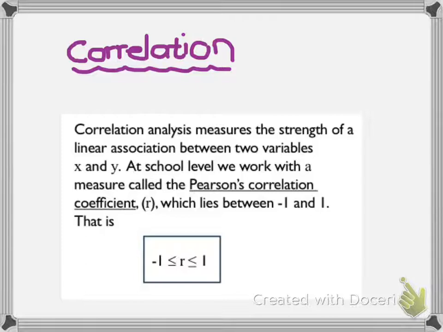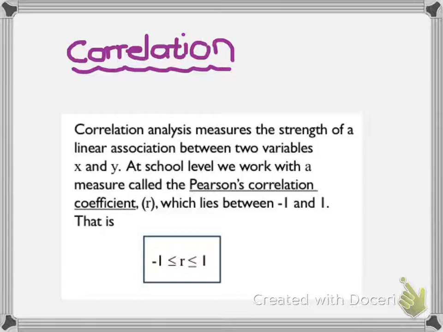In the same way, one could say there would probably be a negative correlation between an increase in temperature and the sales of jerseys. So as the temperature went up, the sales of jerseys went down, and that would imply a negative correlation. So in this video, we're looking at how we can possibly measure the strength of an association between two variables. So how strong is the correlation?